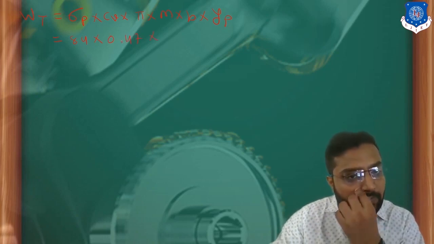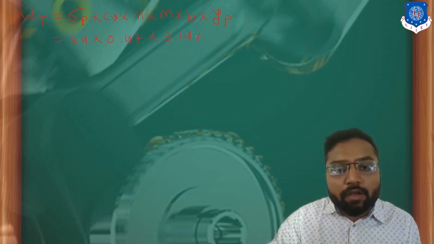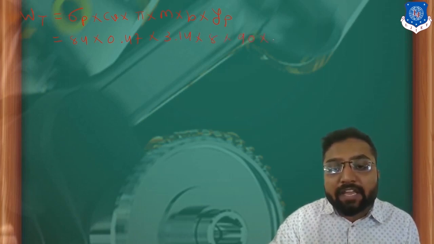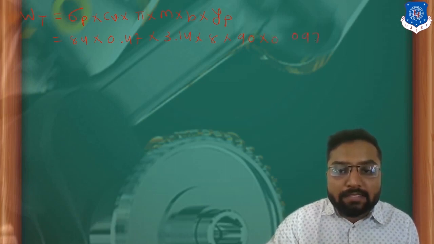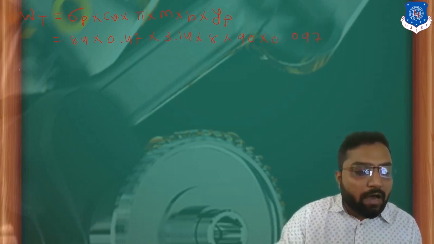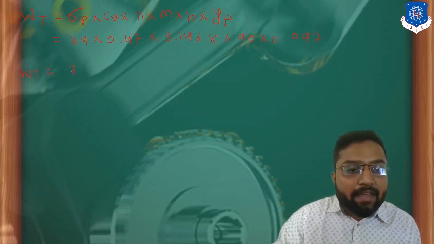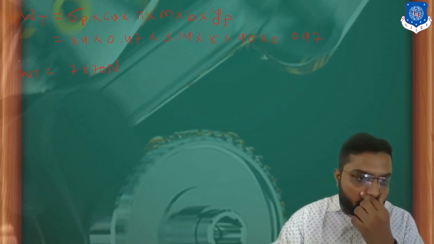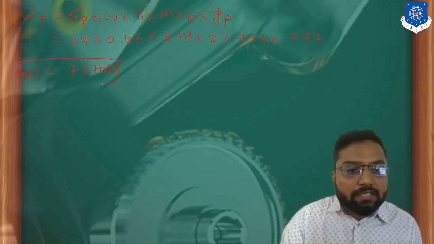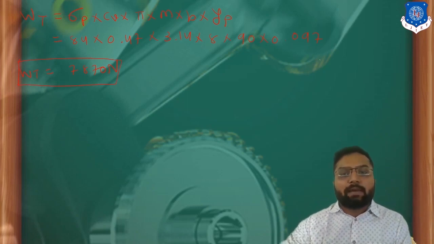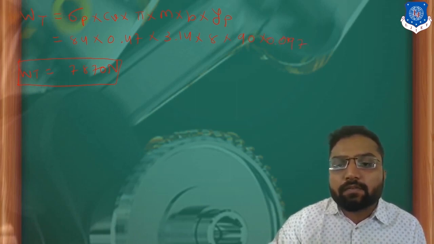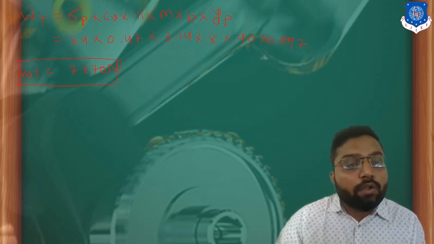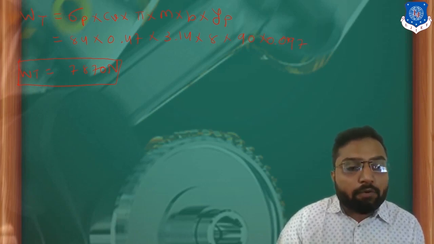0.47 into 3.14 into 8 into 90. I'm taking each and every value in terms of mm, and this is 0.097. So this WT is going to be 7870 newtons. So the value of WT is 7870 newtons after multiplying with this equation.